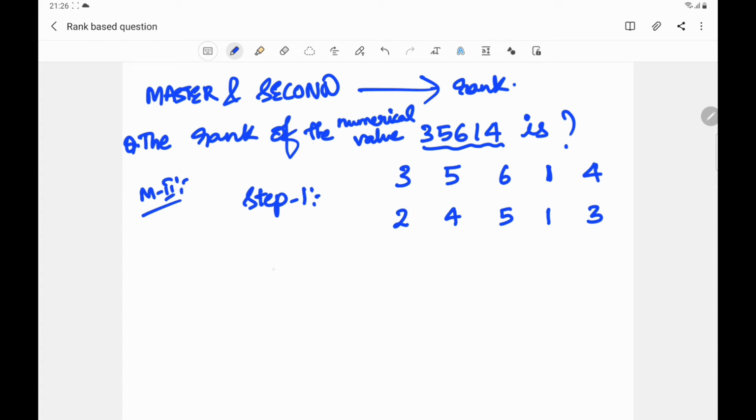Now we have got ranks. Step 2 is the easiest step. You simply put factorials from the right hand side, starting with 0 factorial. This is 1 factorial, this is 2 factorial, this is 3 factorial, this is 4 factorial.